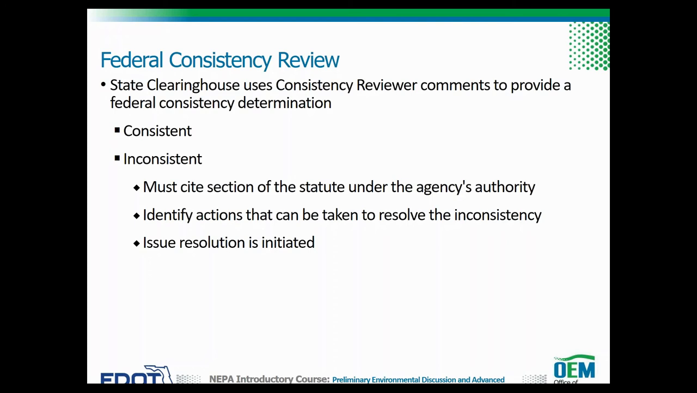If the state clearinghouse determines the project is inconsistent, the Florida Department of Environmental Protection, or FDEP, must cite section of the relevant statute under the agency's authority with which the project is inconsistent and must identify actions that can be taken to resolve the inconsistency. Then issue resolution is initiated.